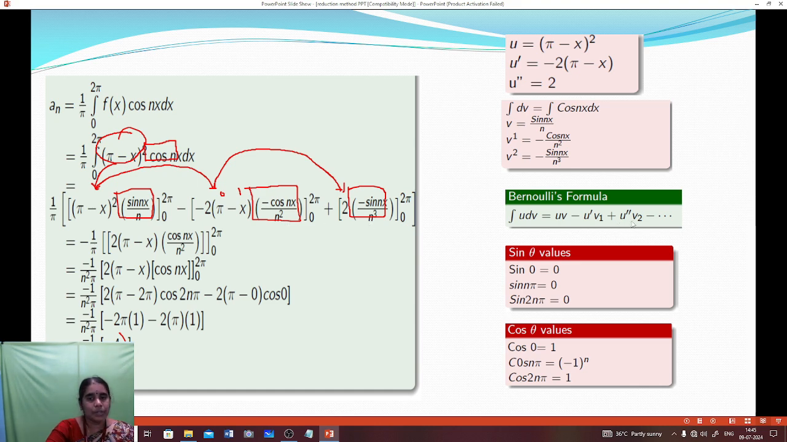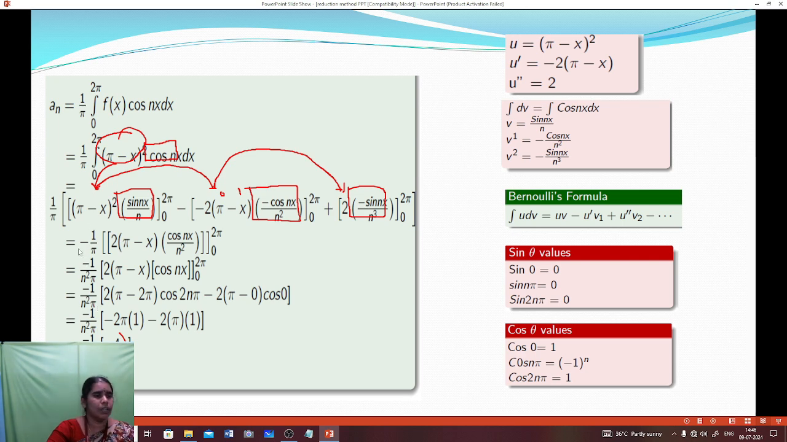Next plus u double dash v2. u double dash is nothing but 2. v2 is nothing but minus sin nx by n cube. Okay, this is just we have substituted our u v value, u dash v1 value, u double dash v2 values. Now we have to solve these things.